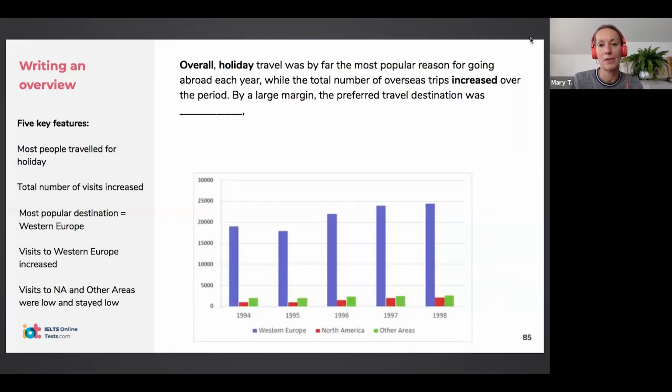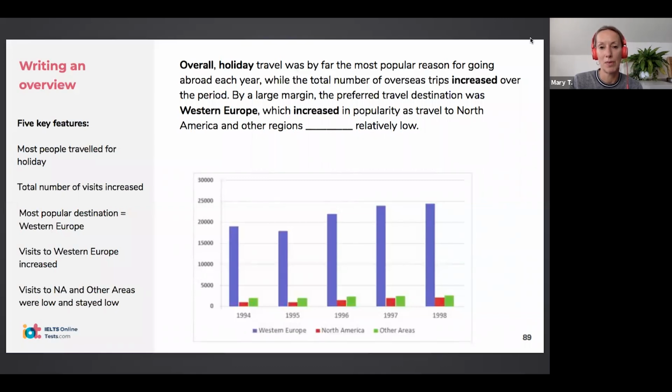So we have a really lovely phrase here, by a large margin. What does that mean? By a large margin. Yeah, big gap, by far. Yes, that's right. So it means the same as that. It's just another expression. By a large margin, the preferred travel destination was Western Europe. That's right. Which, something in popularity. Okay, this is the 4th feature. Grew, it could be. Yeah, we've used increased again, but I'd probably use a different word, maybe grew or rose in popularity or something like that. So try to find a synonym.